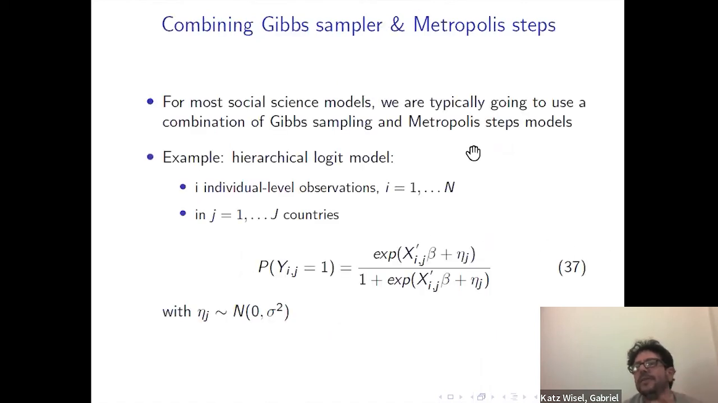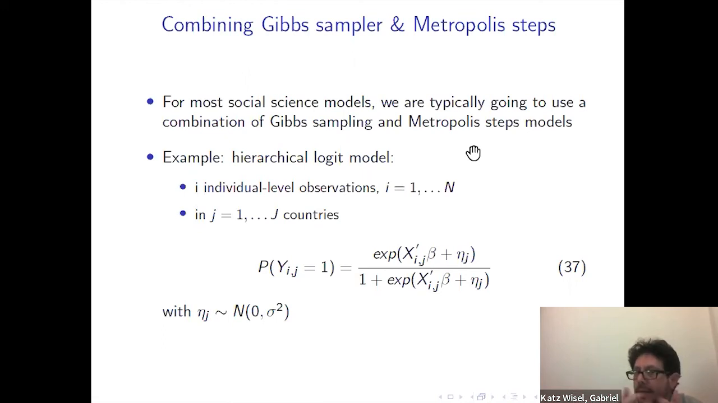Now, Gibbs sampling and the Metropolis Hastings algorithm are, as I mentioned, the 2 main algorithms used in modern Bayesian computation. For many practical problems, we're going to use both in the estimation of any model. So for instance, you have an example here in the slides and also in the scripts of a hierarchical logit model in which you have n individual observations nested within j countries.